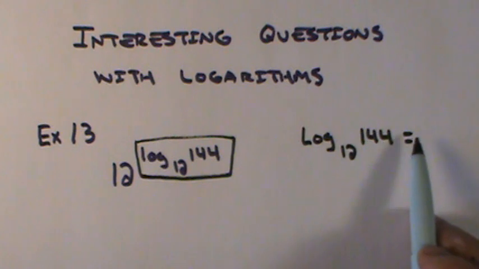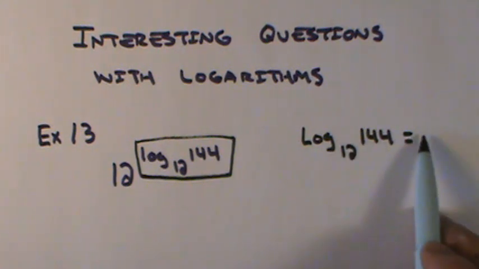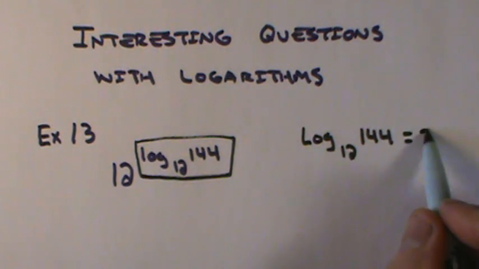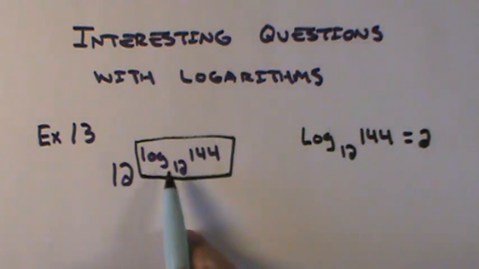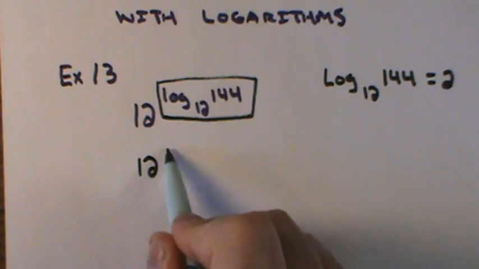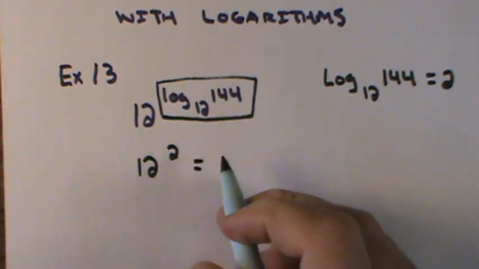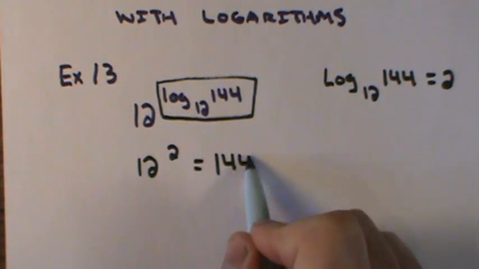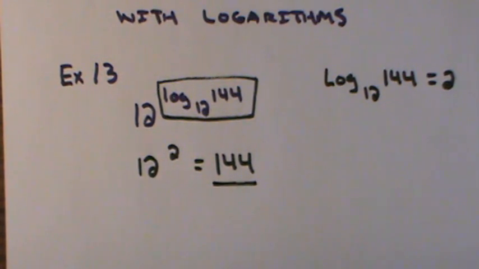12 raised to the second, or 12 squared, is 144. So it means I could replace all of this with a simple 2. And so I could say 12 squared, in this case, turns out to be 144. Final answer, 144.